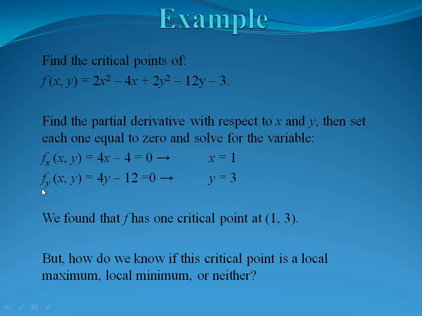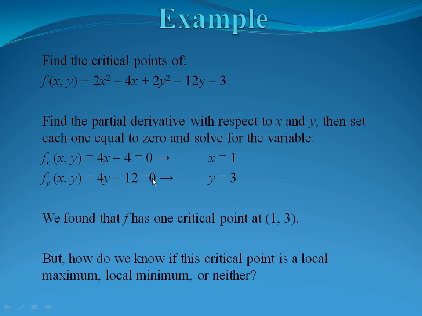We also want to find the first partial with respect to y. So again, that means that y is our variable and x is a constant. So the first term is constant, the derivative is 0. Second term is constant, derivative is 0. Third term, 2y squared, the derivative is 4y. The derivative of minus 12y is minus 12, and the derivative of 3 is 0. So our first partial with respect to y is 4y minus 12.